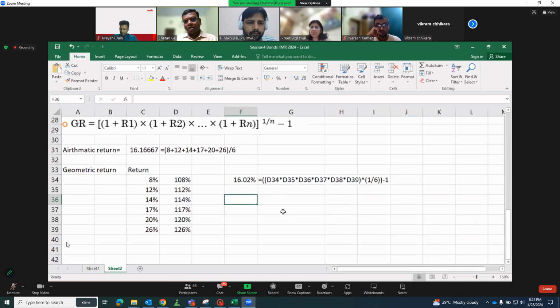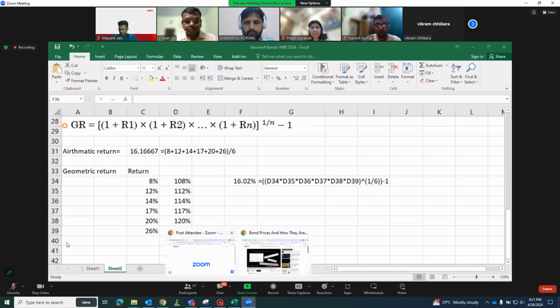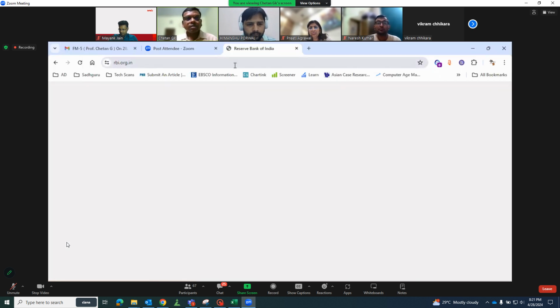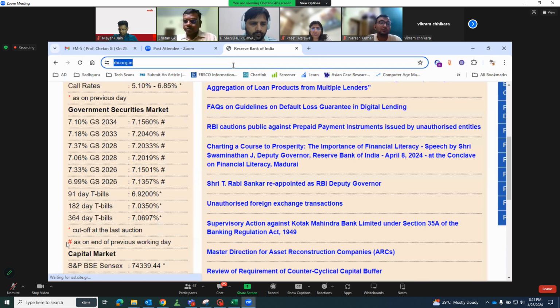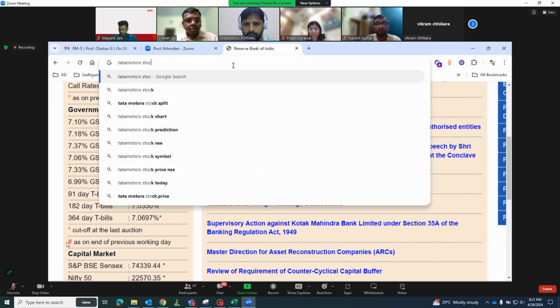So now you've understood what is geometric mean and how to compute this. Now can you compute Tata Motors return for the last 5 years? Geometric return. Let us do something practical. So I'll go to Google, Tata Motors historical data.